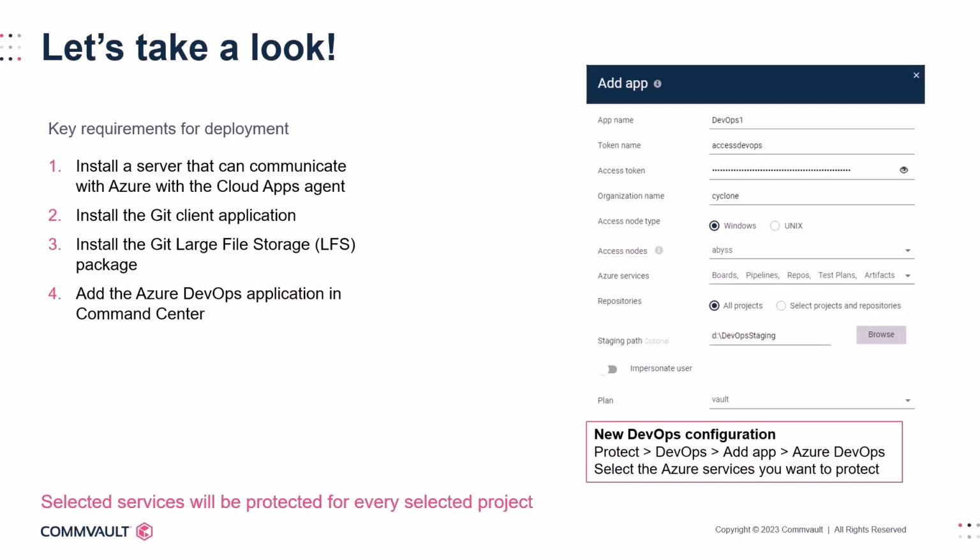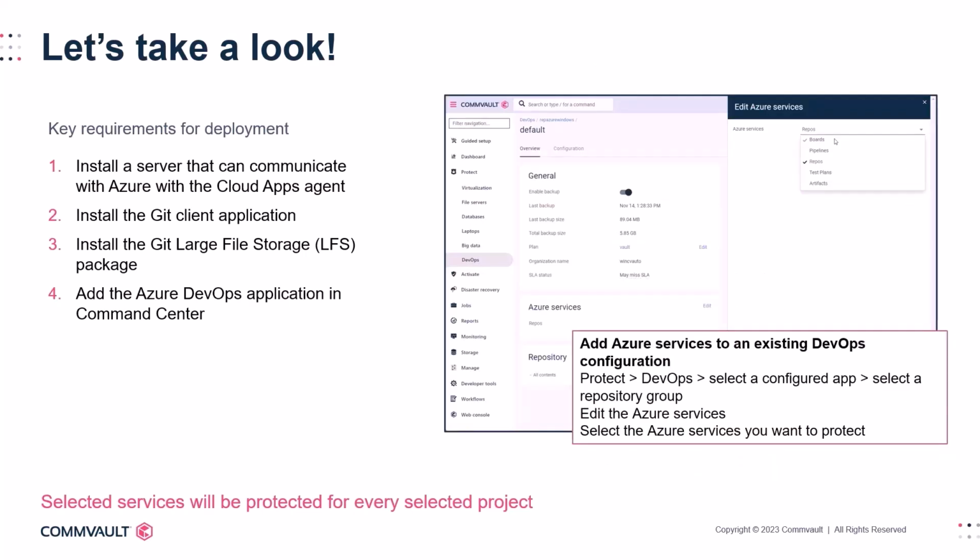To add a new DevOps configuration, navigate to Protect, then to DevOps, then Add App, and select Azure DevOps. Select the Azure services you want to protect. To add Azure services to an existing DevOps configuration, navigate to Protect, then DevOps, select a configured app, and then select a repository group. Edit the Azure services, and select the Azure services you want to protect.